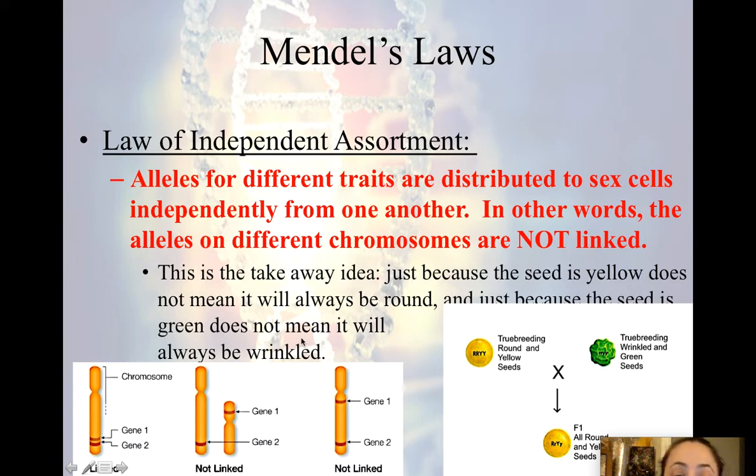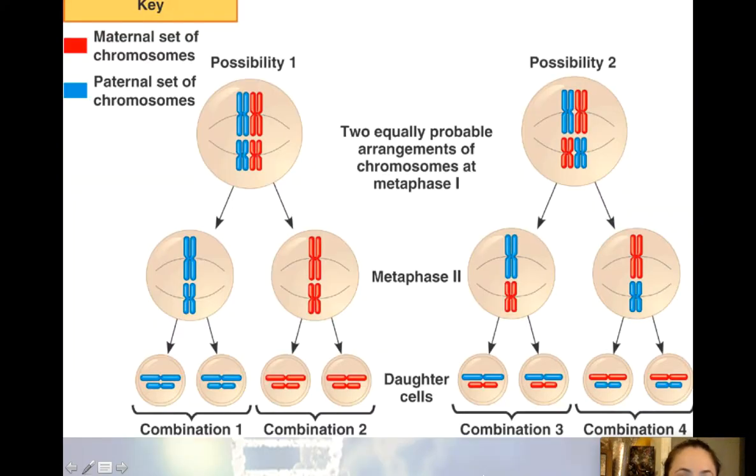Just because the seed is yellow does not mean that it will always be round. And just because the seed is green does not mean it will always be wrinkled. So here's an example with a pea that's both round and yellow. And here, a pea that's green and wrinkled. So the next generation may have peas that are all hybrids, but if we bred the two hybrids together, in the following generation, we'll get a whole assortment of different traits.